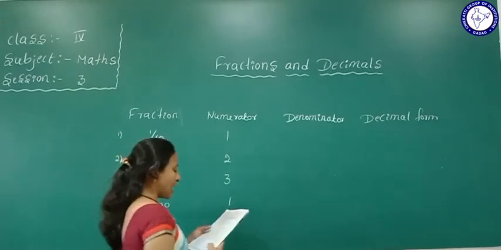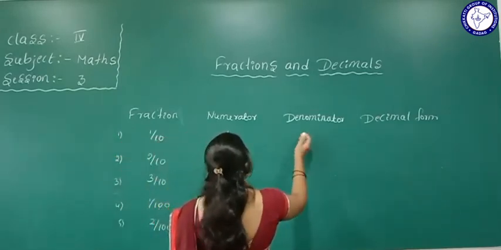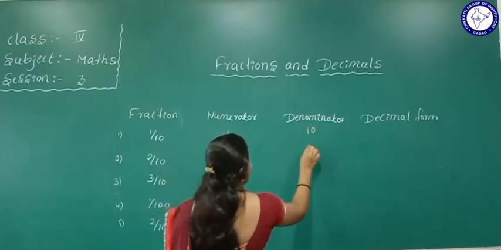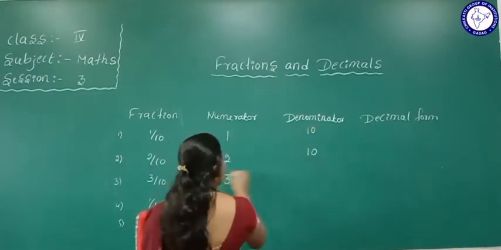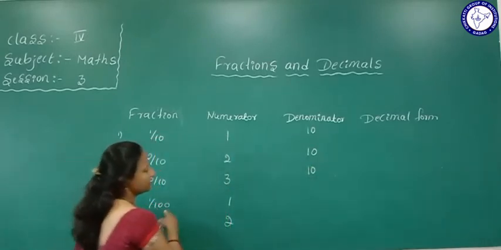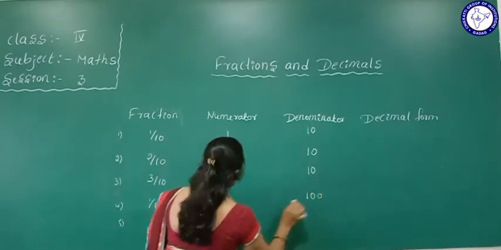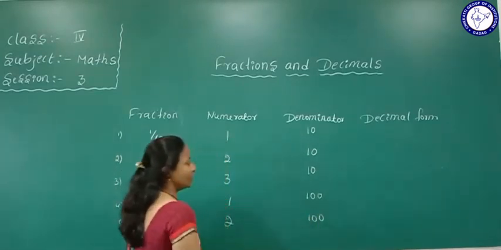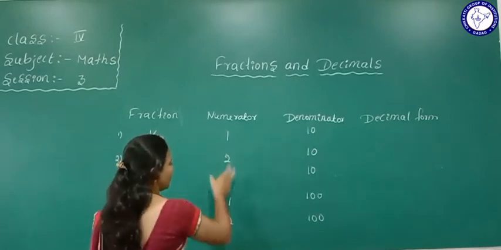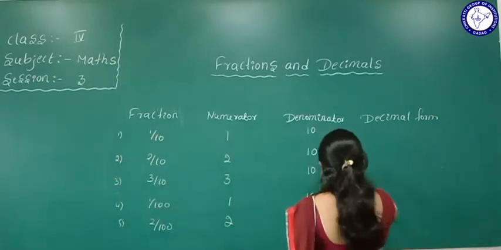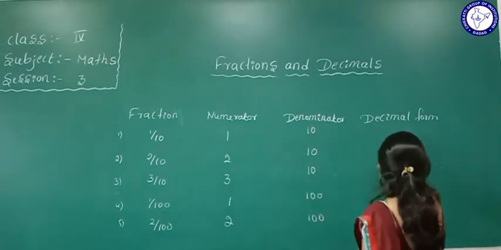Yes, and here see the denominator. Here 10 is the denominator and here also 10, the second one 10 is the denominator, the third one 10, and the fourth one 100, the fifth one 100. So these all are denominators and these all are numerators. Yes, in the decimal form. So how to write in the decimal form?